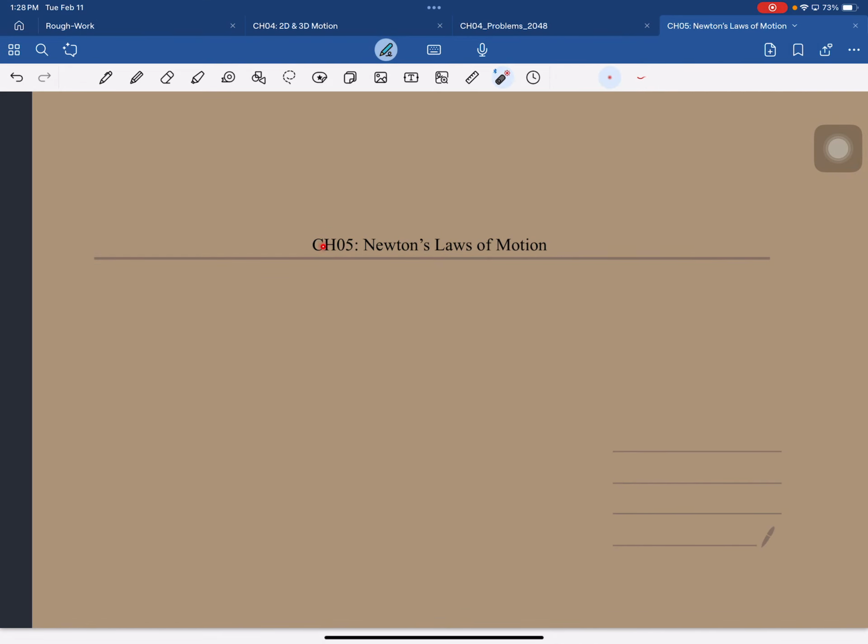All right, so in this chapter, we'll study Newton's laws of motion. In the first four chapters, we were just describing motion, and that subject was called kinematics.